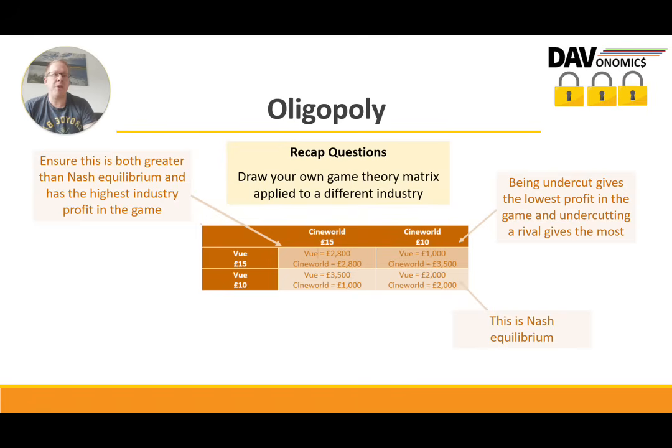It could be advertise, don't advertise, and you basically put in some profit figures for each one, starting maybe with the Nash equilibrium, then some higher profits if you collude, and then looking at a situation if View's undercutting, they get the highest profit in the game, Cineworld the lowest, and here if Cineworld undercuts, they get the highest profit, and View gets the lowest profit in the game. And if you add them together, joint profit maximisation should be the most for any of those boxes. So it's a really useful thing.